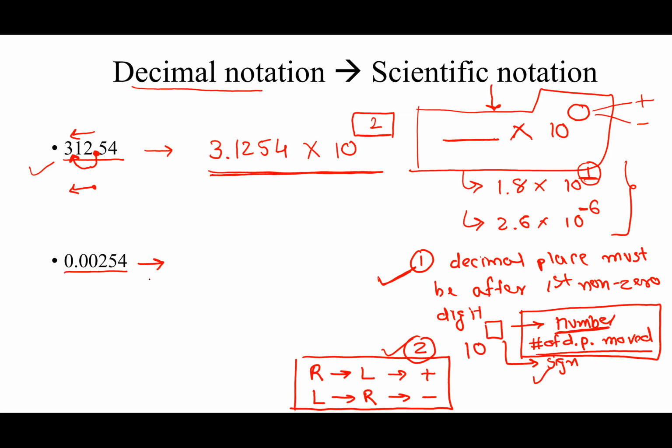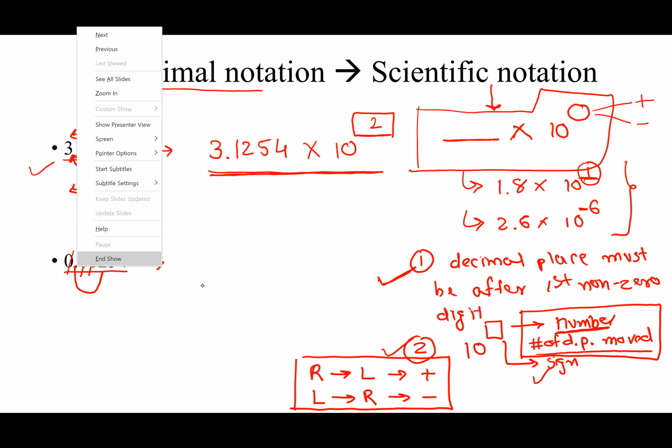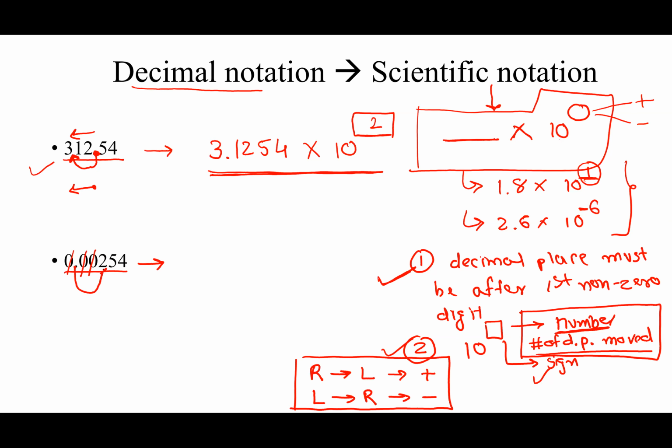The first step is we have to move our decimal place after the first non-zero digit. Non-zero digit, everybody understands that, right? This is 0, this is 0, this is 0. Anything other than 0 is called a non-zero digit. In this example, you have to move your decimal place between 2 and 5. Everybody agree? It means the number should be 2.54.